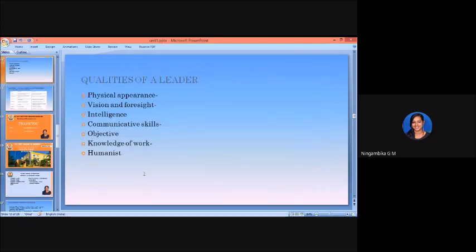Next, we're going to talk about the qualities of a leader. Qualities are nothing but some special things that make one person different from another. Under qualities of a leader, we have points like physical appearance, vision and foresight, intelligence, communication skills, objective, knowledge of work, and sense of responsibility. Sometimes sense of responsibility is also called humanist, when they talk about empathy for the subordinates.